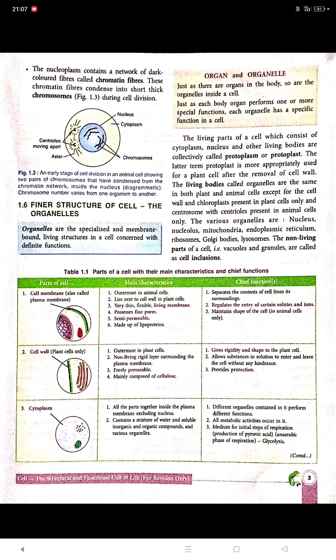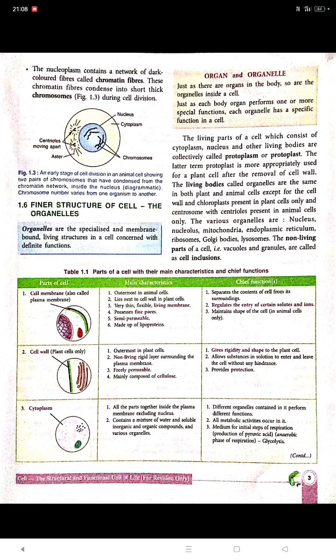What are the chief functions? Separates the contents of a cell from its surroundings. Very easy. It separates the cell from other cells. Regulates the entry of certain solutes and ions. What are the solutes? Whatever they may be, it regulates the entry of certain solutes and ions. Maintains the shape of the cell. Like in our body, the skeleton gives us shape, no? Here the cell membrane gives shape to the cell.